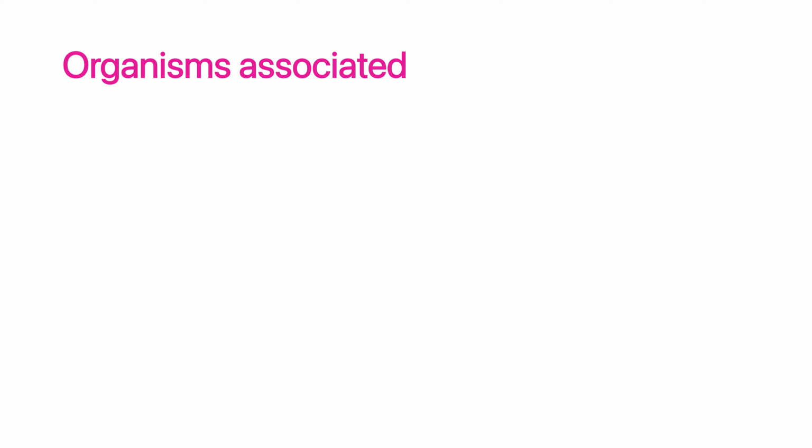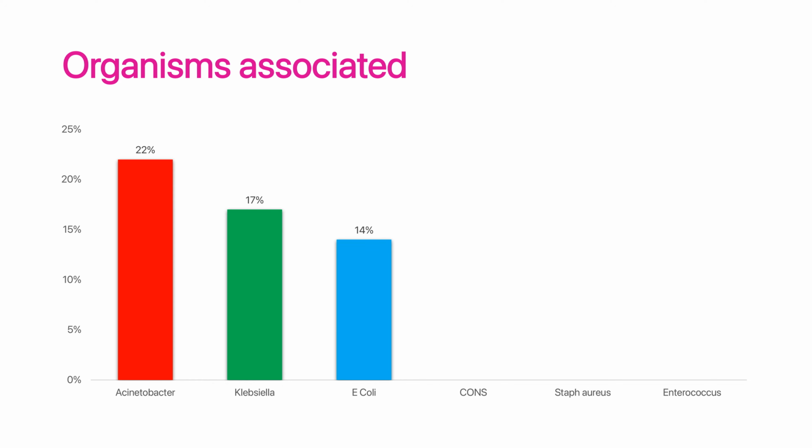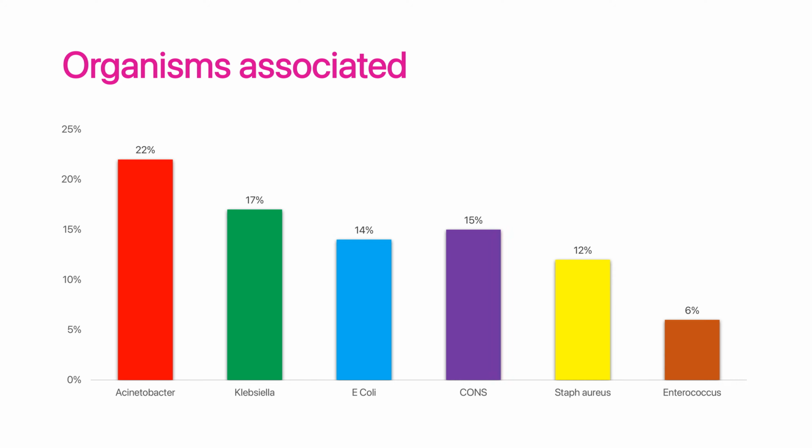So what are the common organisms isolated? Epidemiological data collected from our country reveals that in almost 22% of cases in which organisms have been isolated, the organism is Acinetobacter. That remains the most common organism overall currently in cases of neonatal sepsis. Other organisms are Klebsiella in 17%, E. coli in 14%, coagulase negative staphylococcus in 15%, Staphylococcus aureus in 12%, and enterococcus in 6%. So these are the six commonest organisms isolated from cases of neonatal sepsis, out of which Acinetobacter is the commonest, followed closely by coagulase negative staphylococcus.